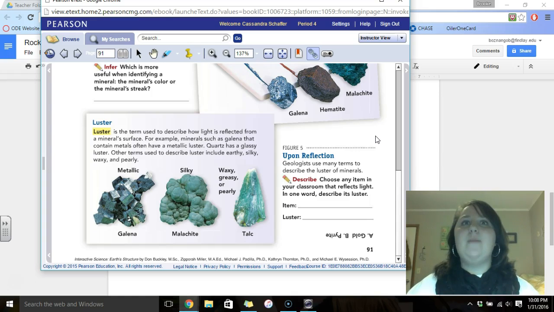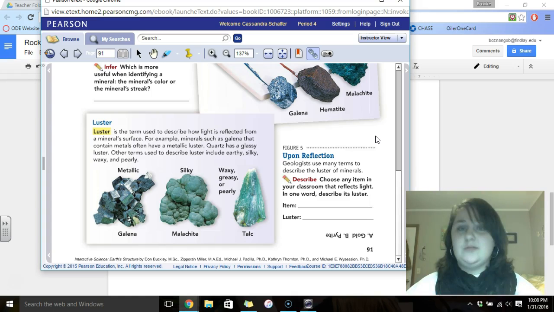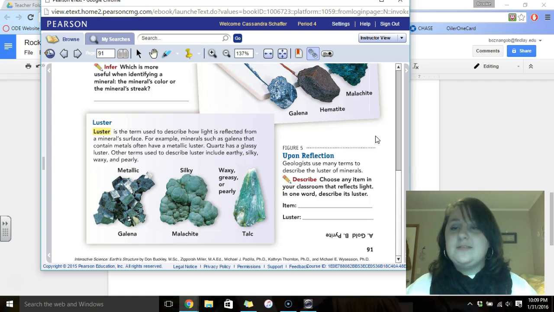So remember, when we talked about metals, we said they were shiny. What makes them shiny? Well, the light reflecting off it makes it shiny. It makes it pop out to us. So here, when we talk about luster of minerals, we're talking about the way the light reflects off the mineral surface. And there's all different kinds of ways to describe the luster of a mineral. So, for example, minerals such as galena that contain metals often have a metallic luster. Quartz has a glassy luster. Other terms used to describe luster include earthy, silky, waxy, and pearly.